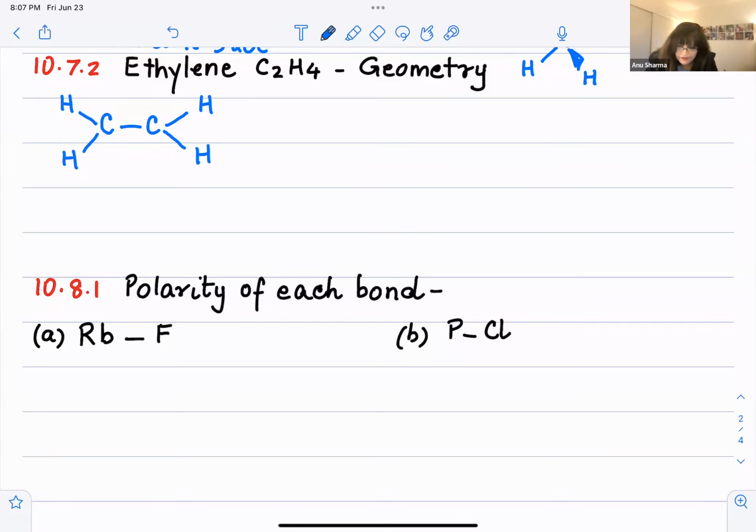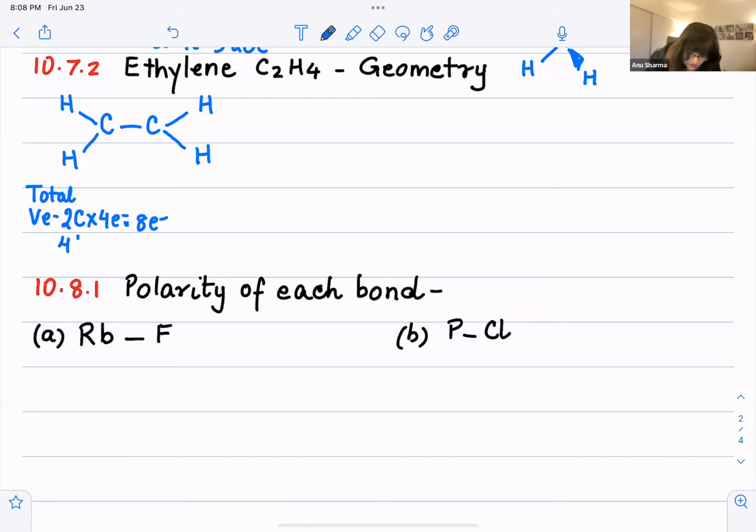Okay, but for C2H4, I forgot something: total valence electrons. There are 2 carbons, each bringing 4 electrons, so we have 8 electrons coming from carbon.